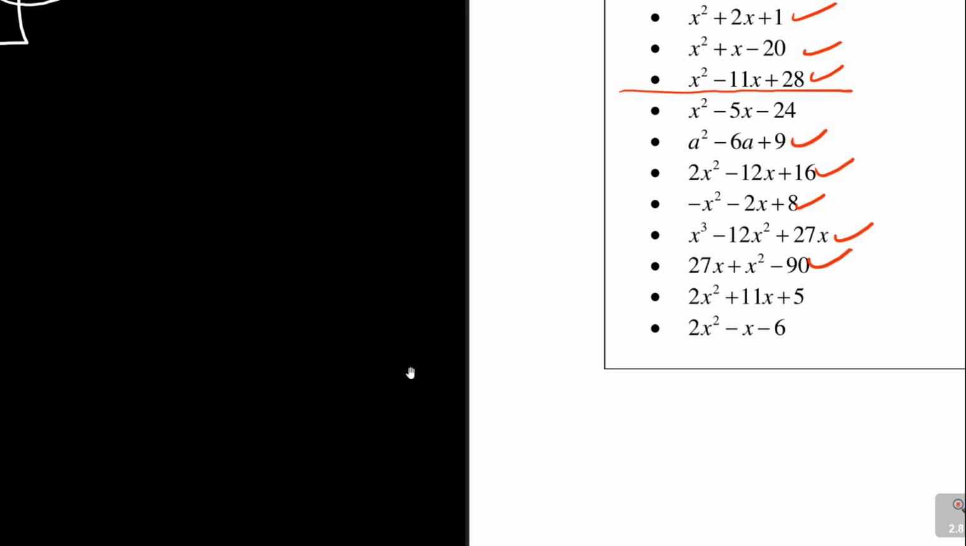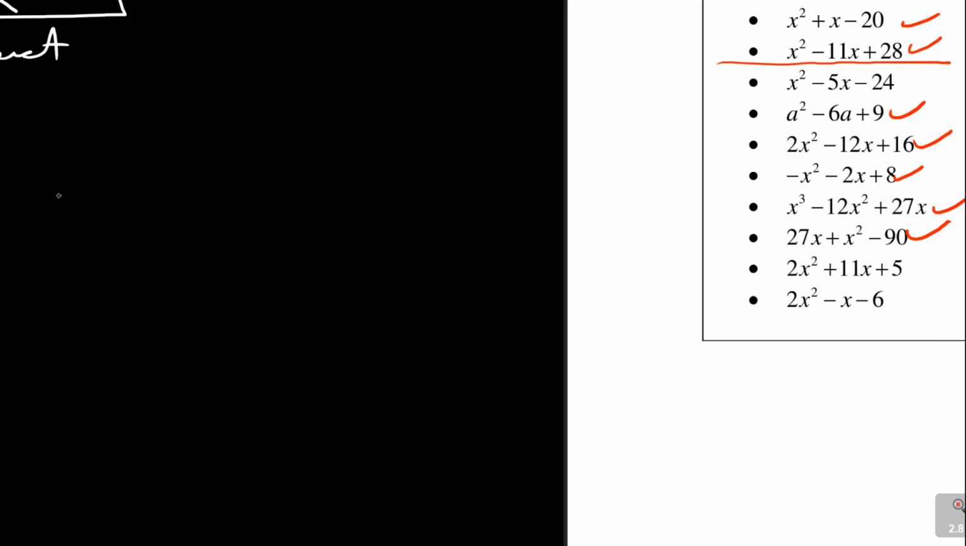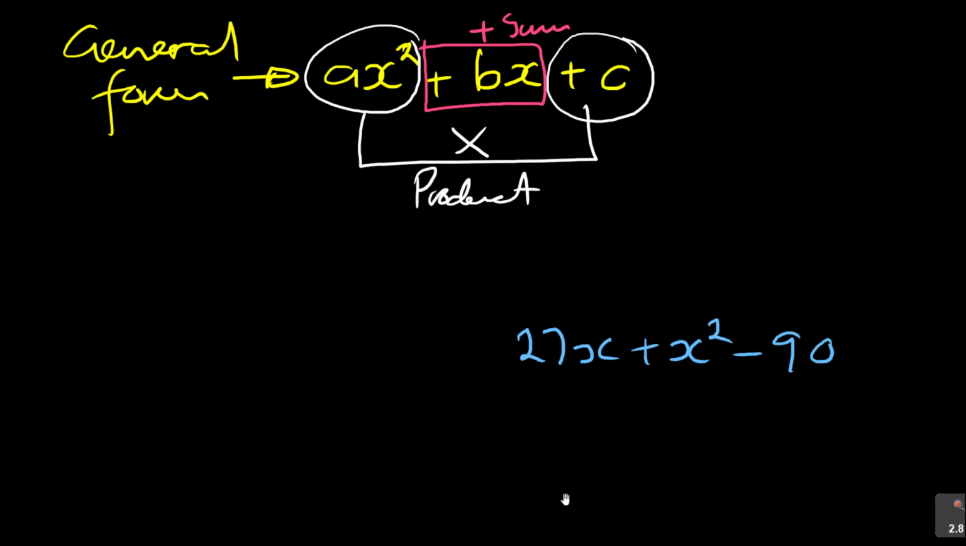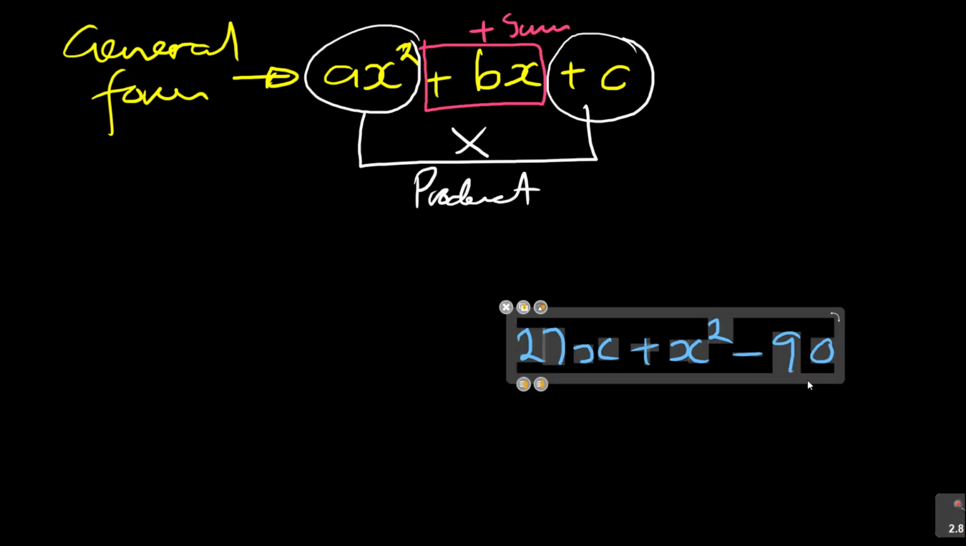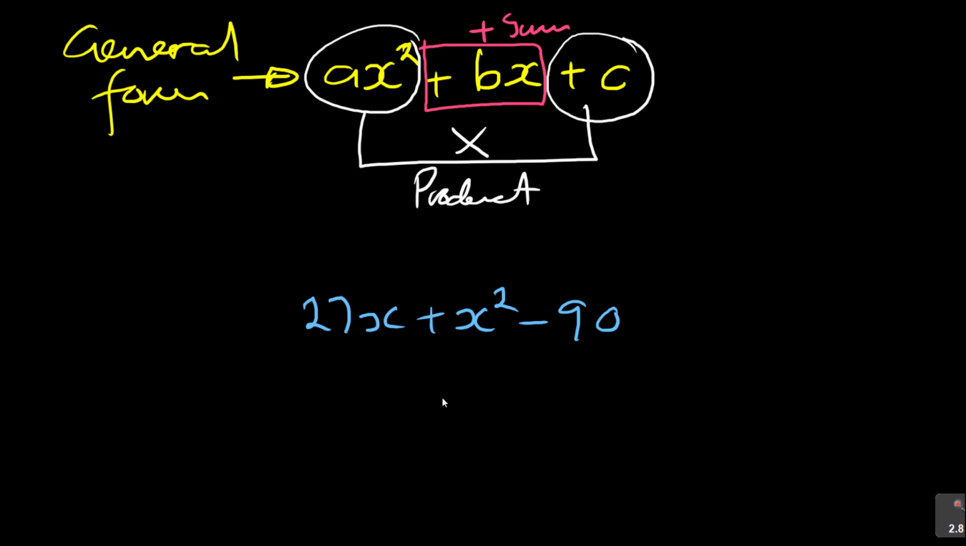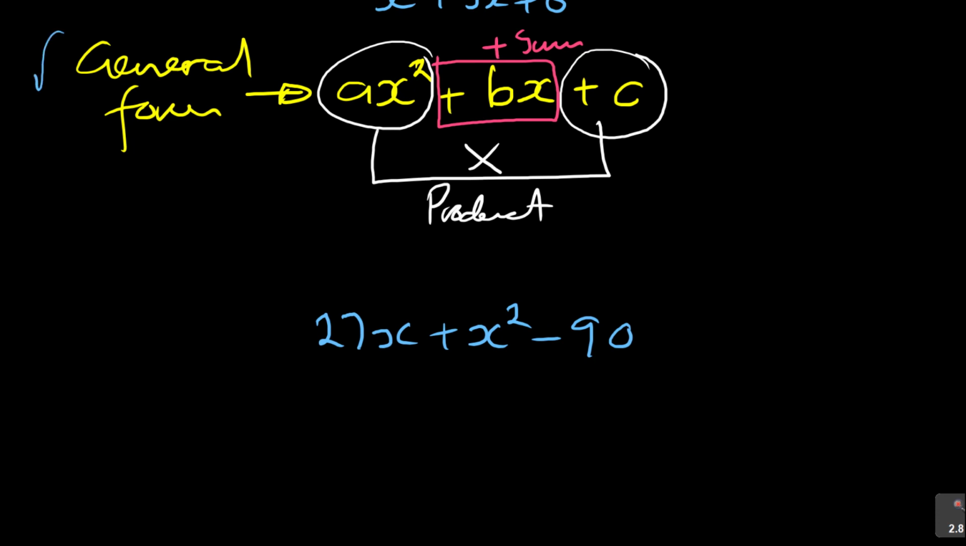Pay attention in these last three. Pay attention. This one is 27x, plus x squared minus 90. Okay, they made it big, but it's big for nothing, you know. Don't be scared by big things. Look at what they did, and then I wrote for you general form. Look what I did here. I said general form. It must start with ax squared. x squared must start.